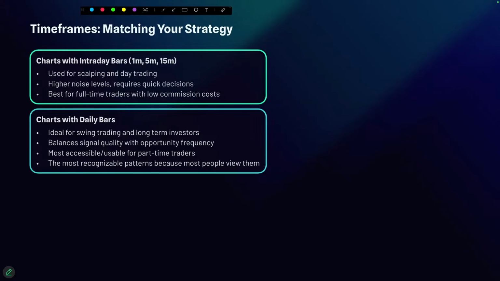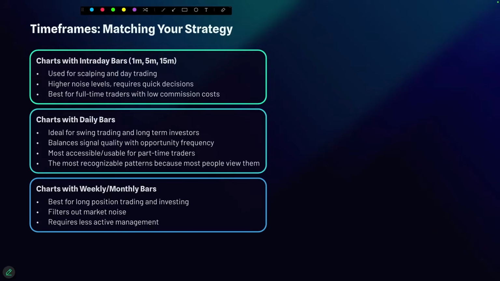This is the most accessible type of charting, again, very easy through your platform or through the TradingView platform. And these are the most recognizable patterns that people are going to see because the vast majority of people, when they open a platform, it defaults to daily charts. So that's usually what they're going to look at. Now, you can also do charts with weekly and monthly bars.